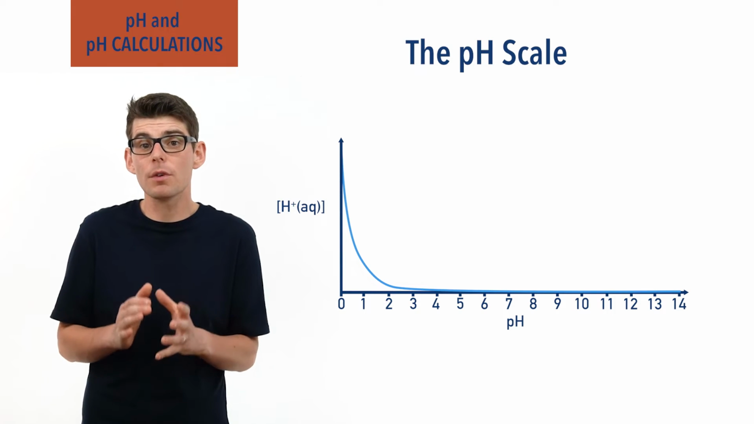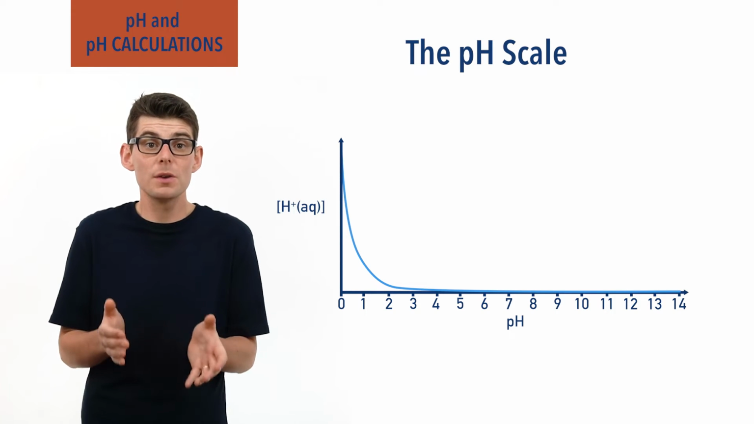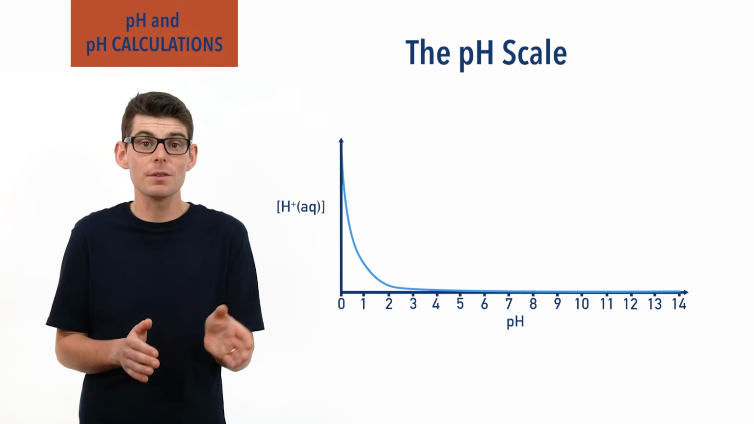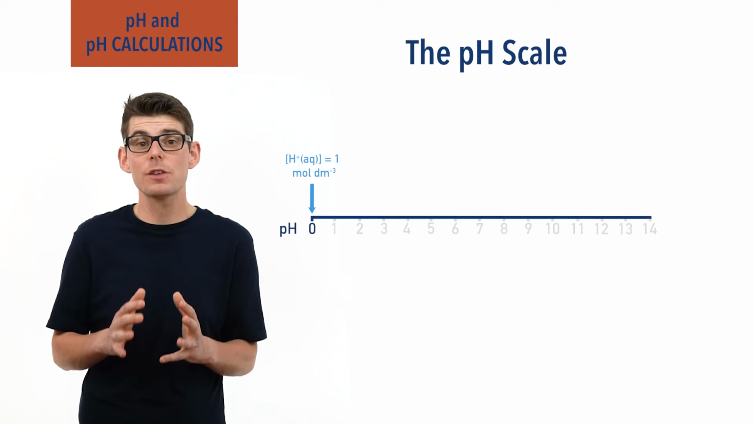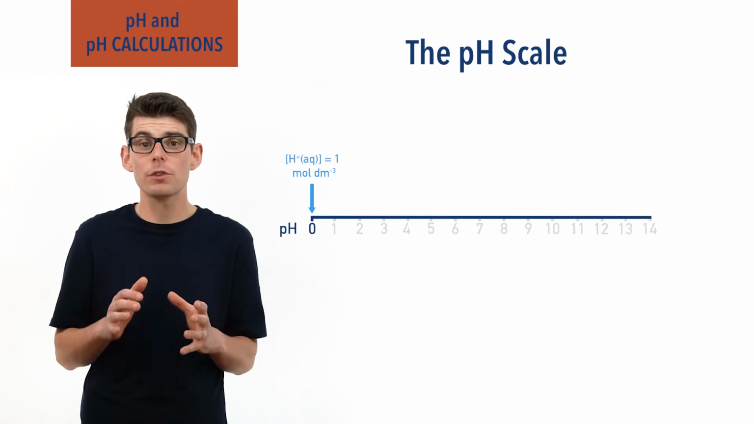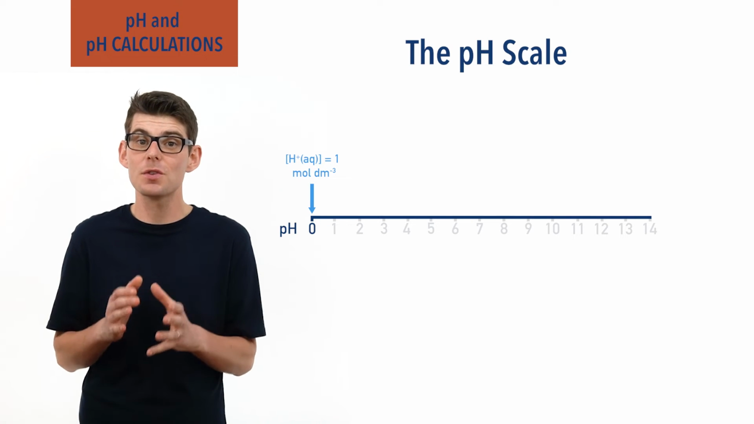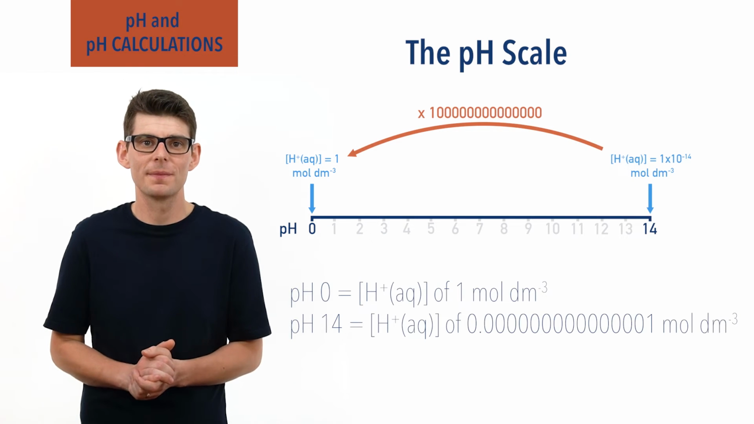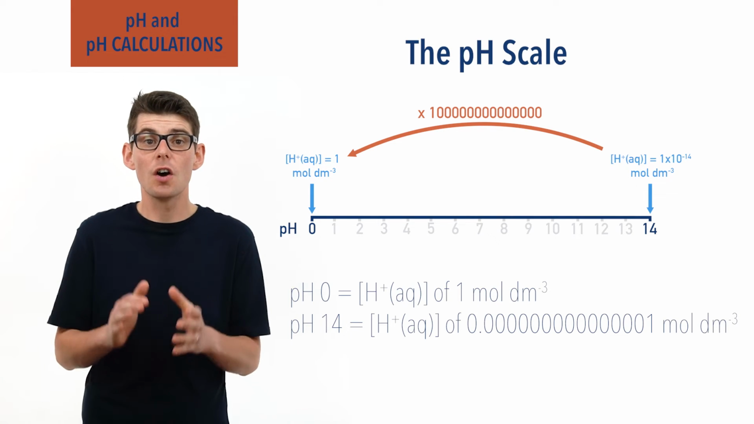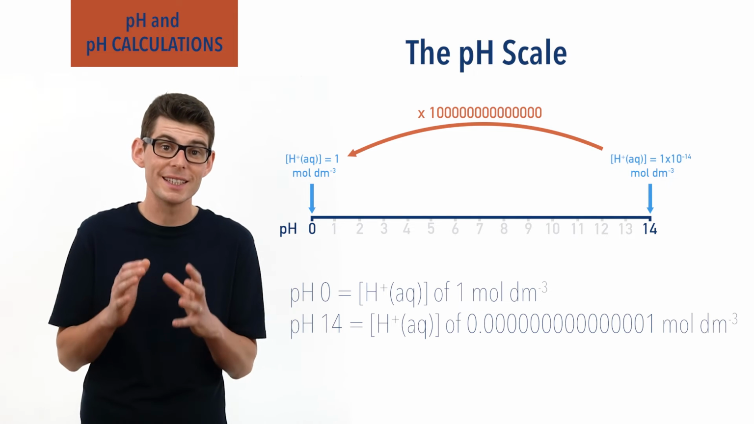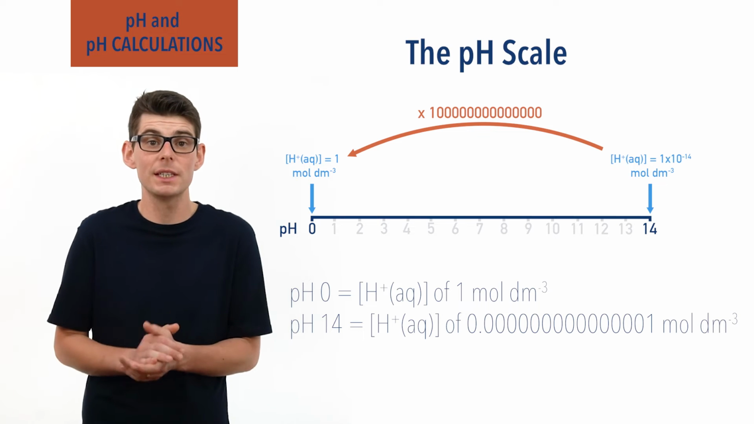You can see from the graph that we can cover an enormous range of H+ ion concentrations by using just 15 values, 0 to 14. A solution with a pH 0 has a H+ ion concentration that is 140 trillion times more concentrated than a solution with a pH of 14. Think about that. We have shown a range of H+ ion concentration of 140 trillion times using a scale that runs from just 0 to 14.